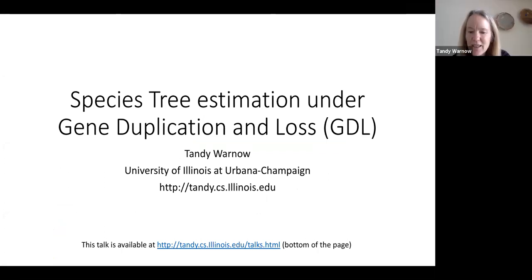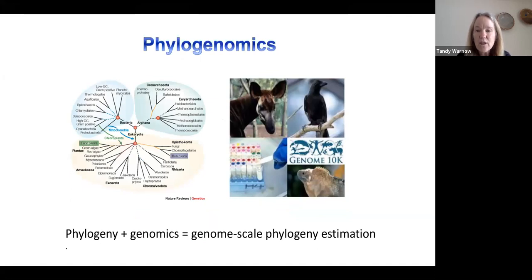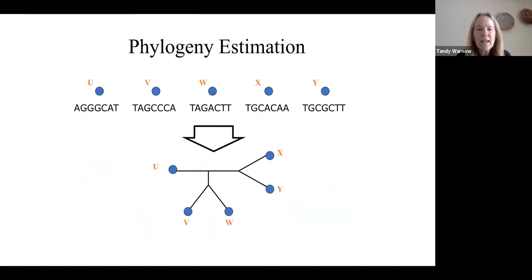Thanks. So, Christophe, thanks for that talk, because what you talked about is actually related to what I'm going to be talking about. So I really appreciate it. I'm going to be talking about some new work in species tree estimation in the presence of gene duplication and loss. Everyone knows what a species tree is, so we don't need to go into that, but we are talking about species tree estimation, not gene tree estimation. And we're talking about using genome scale data to do this. And we're going to call that phylogenomics.